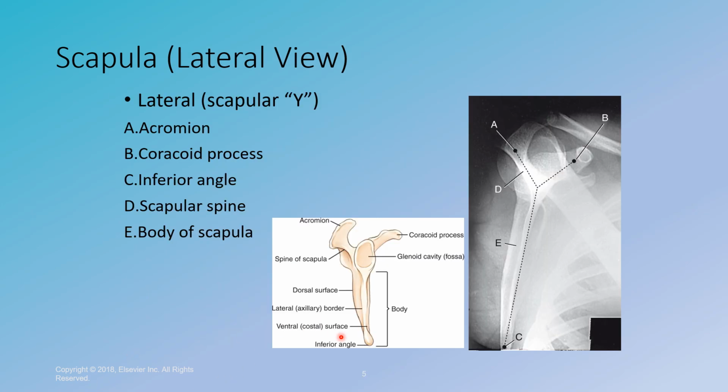This last image is from figure 5.9, and this is the scapula in a lateral view. We also have the Y view of the scapula on a radiograph to reference. When looking at this, you can see the acromion and the coracoid process, the glenoid cavity, the spine of the scapula, the dorsal surface would be here, and the costal surface would be here. This represents the body of the scapula. This is the lateral or axillary border. Like we said, the costal surface and the inferior angle.